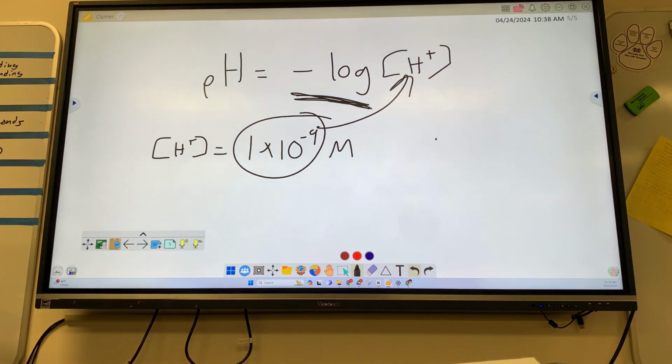One EE, what is it? Negative 9. And then you hit enter. Yeah, you close the parentheses at the end. I don't even know if you need to, but you can close the parentheses at the end.